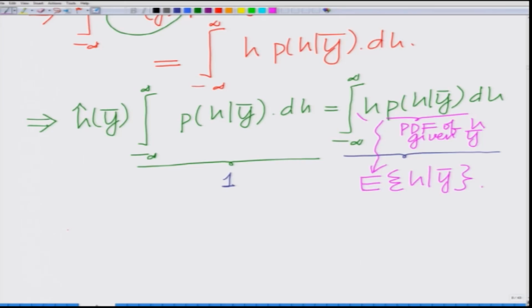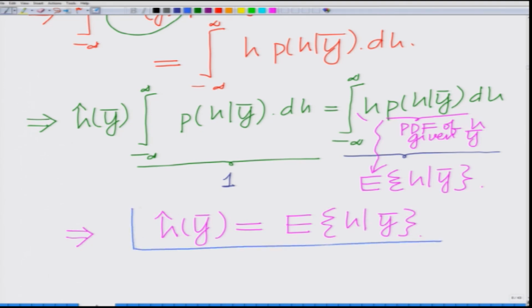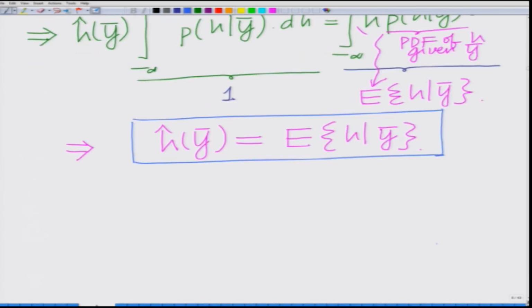And therefore, naturally finally, we have the estimator which minimizes the mean squared error: h hat of y bar equals the conditional mean of h. This is the most important principle of MMSE estimation. This is basically the MMSE estimate of the parameter h for a given y bar. What is this? This is the estimate which minimizes the mean squared error.